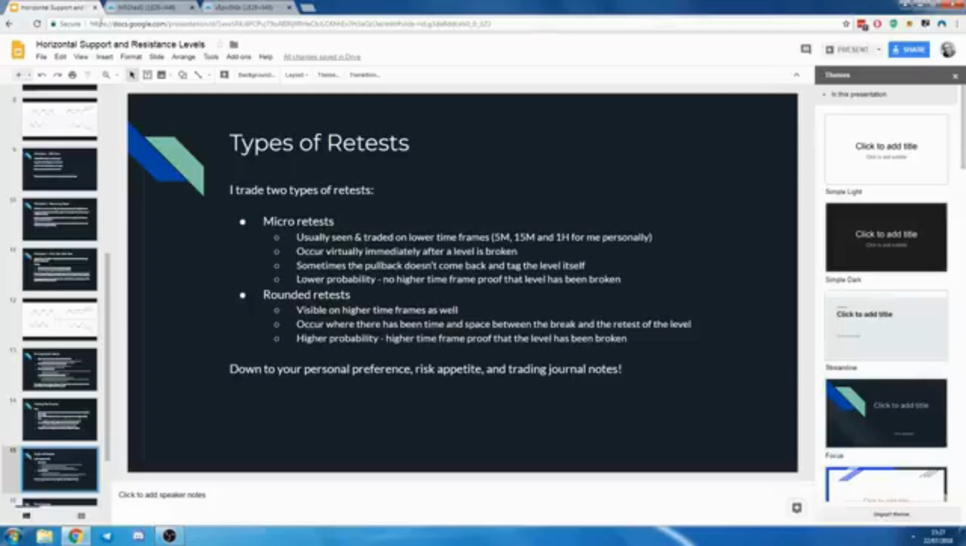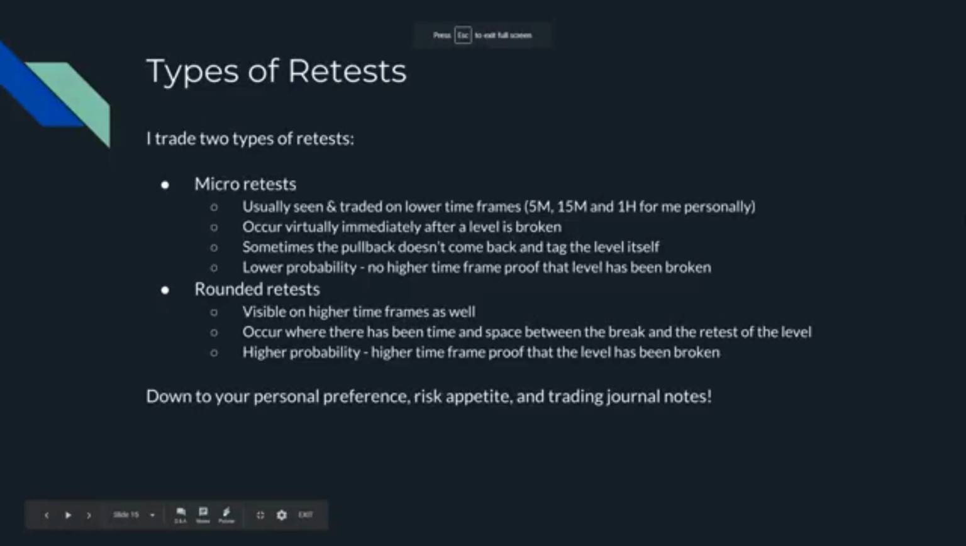Okay? And that brings us to rounded retest, and these are visible on higher time frames, and they occur where there has been time and space between the break and the retest. And for that reason, as I mentioned here, they are higher probability because you've got higher time frame proof that the level has been broken, and then we can more safely assume that the level has flipped.